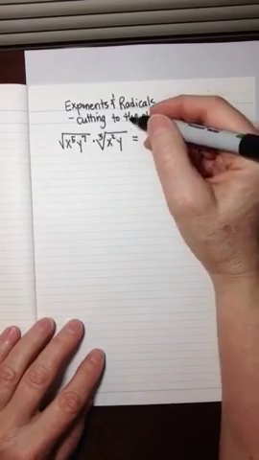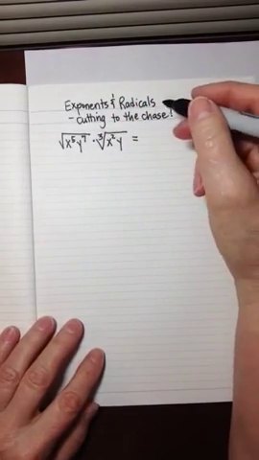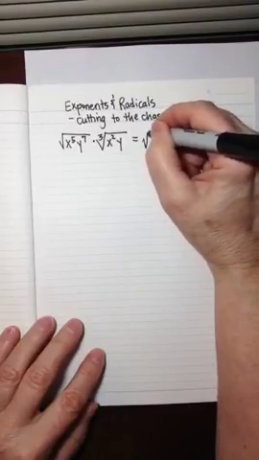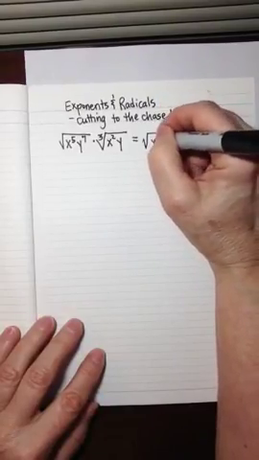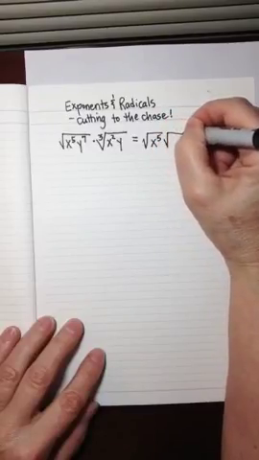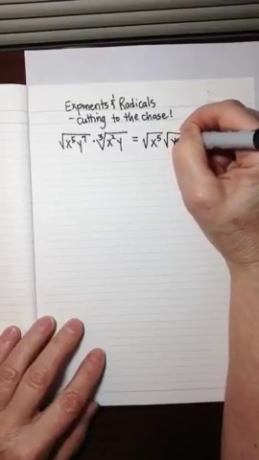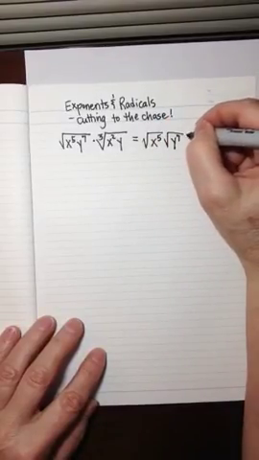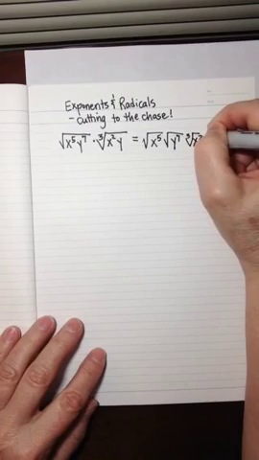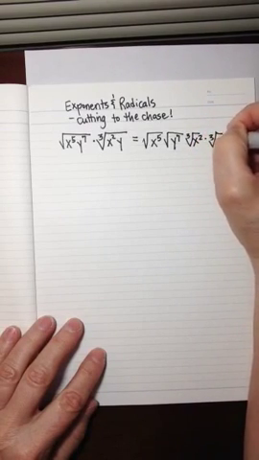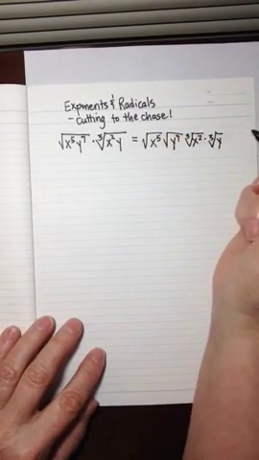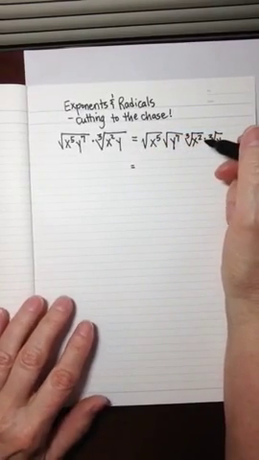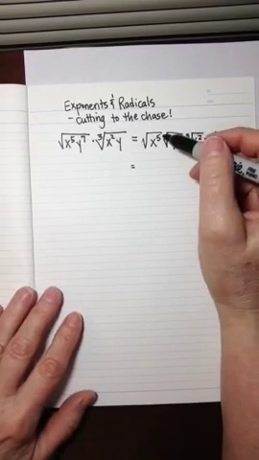The first thing we're going to do is separate out the different terms. So the square root of x to the 5th, y to the 7th is equal to the square root of x to the 5th times the square root of y to the 7th. And the cube root of x squared y is equal to the cube root of x squared times the cube root of y.